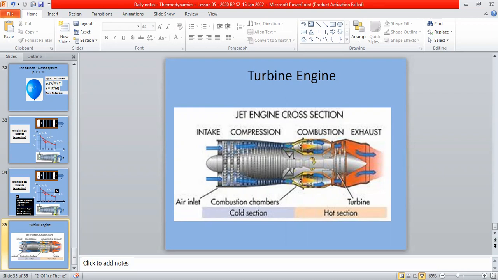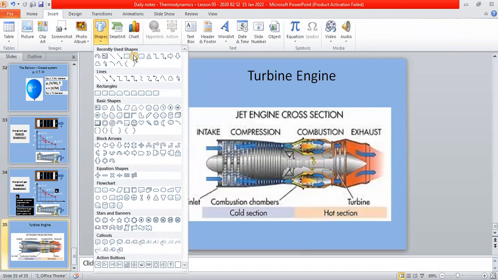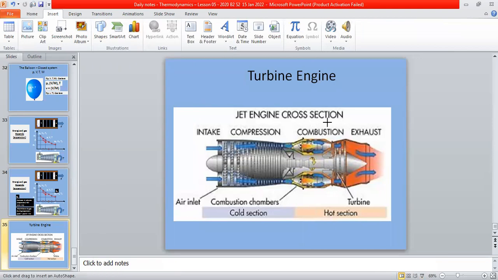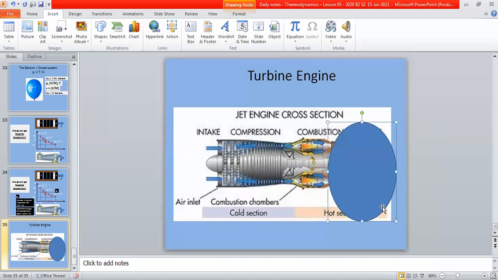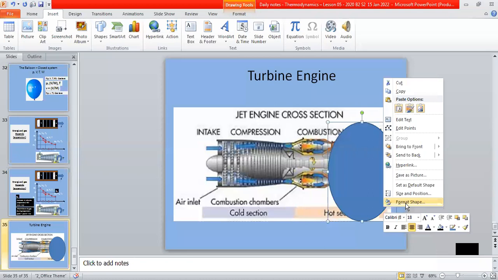Because of this jet stream, this engine propels. We call it propulsion. So there is a turbine component and there is a nozzle component. Together they perform the power generation and the propulsion.